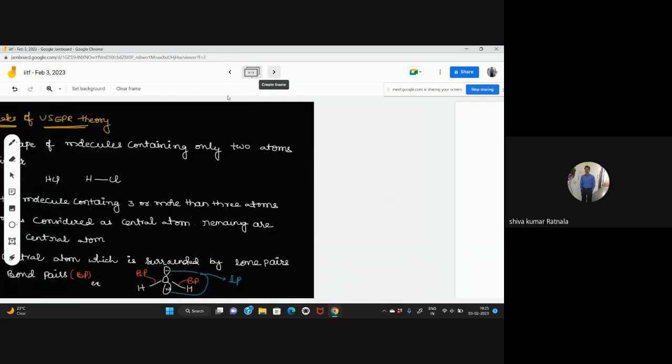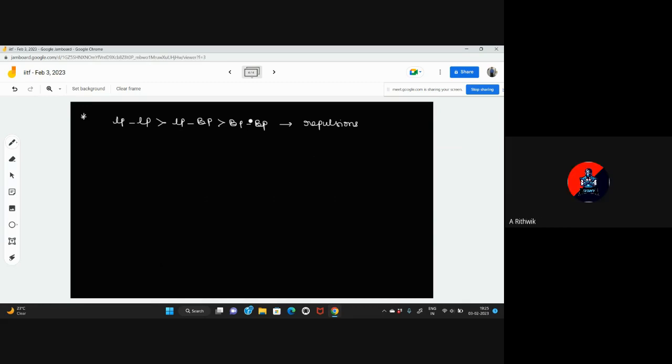Next one, and among these, generally lone pair repulsions are maximum as compared to lone pair-bond pair, and as compared to bond pair. Repulsion is more, sir? Yes, repulsions. Once again, go to the previous slide: LP repulsion is greater as compared to bond pair. That means bond pair will cause the least repulsions, meaning they are far away from each other. Yes, this is the point you need to remember. And next one.